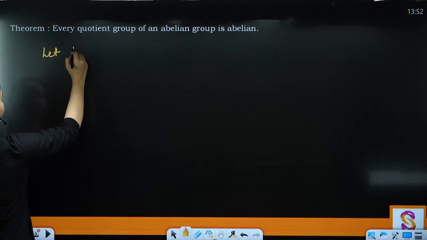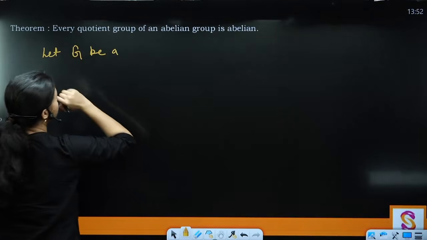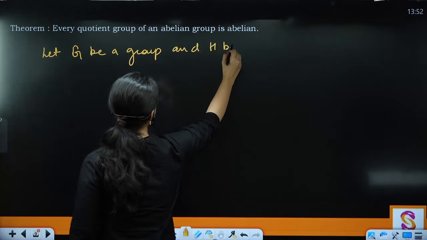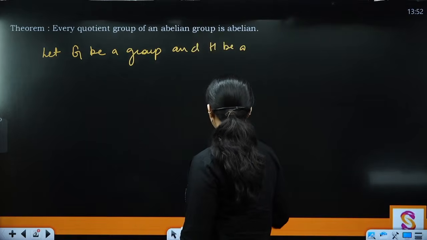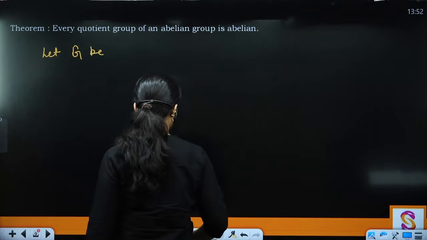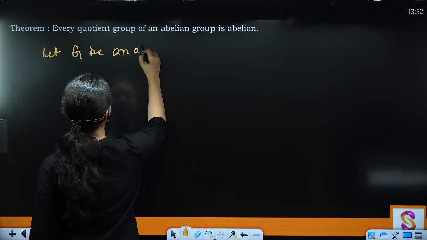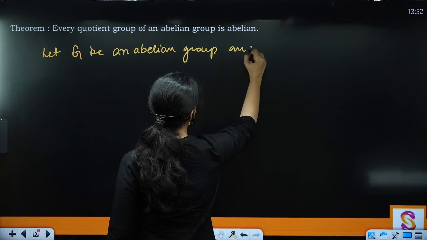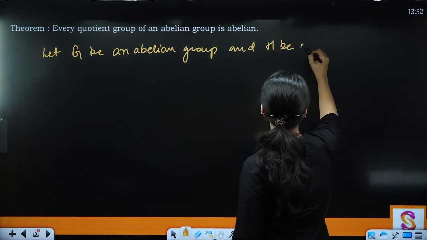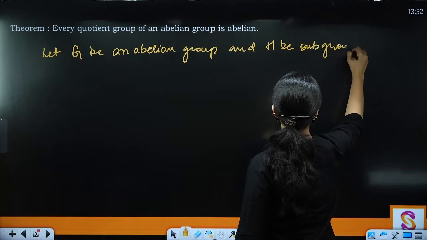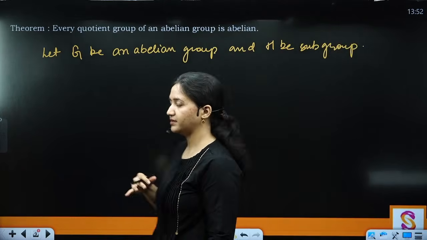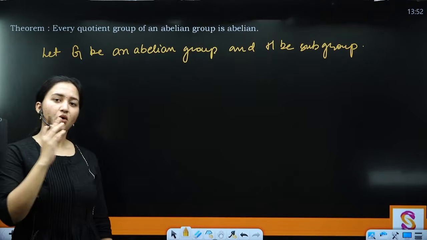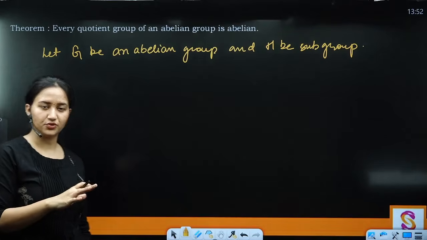Let G be an abelian group and H be a subgroup. Now we do not need to specify that H is going to be a normal subgroup. Why? Because for an abelian group, all the subgroups are normal subgroups, right?